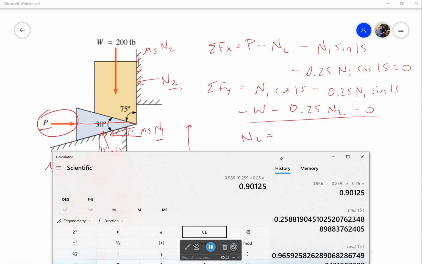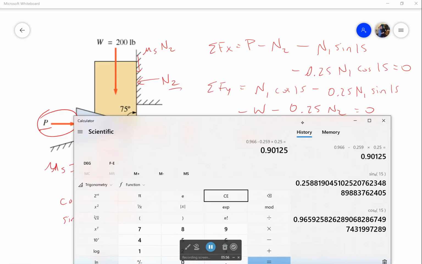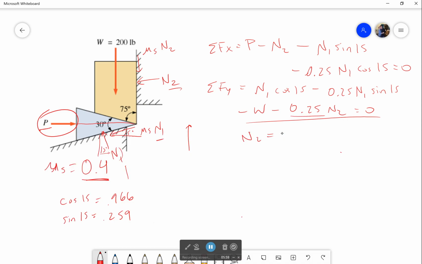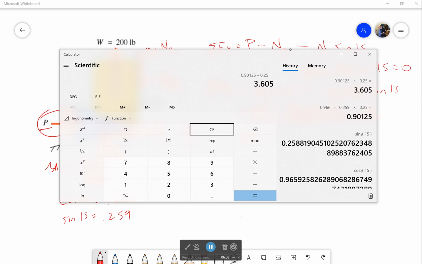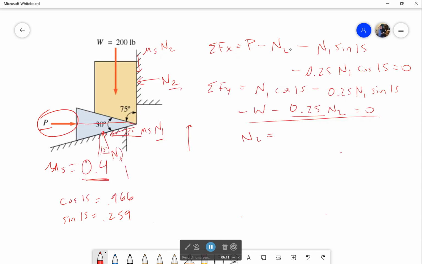That works pretty good. And now I'm going to divide by the coefficient of friction. Divide by 0.25. Okay. So I get that it's going to be equal to 3.6025 N1, plus, I'm going to have the weight in there as well. And what will I get? Actually, minus 200, but that 200 was also divided by the 0.25, which makes it 800.